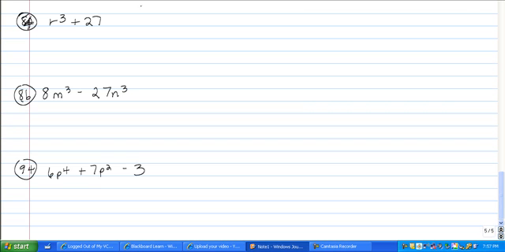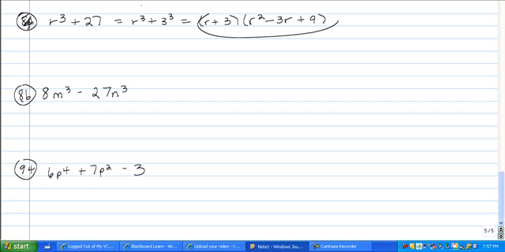Okay, sum of cubes. We have r cubed plus 3 cubed. So the way we factor that is our binomial without the cubes on it. Then we square the first term, we take the opposite of the product, 3 times r, and then we square the last term. And that's it.